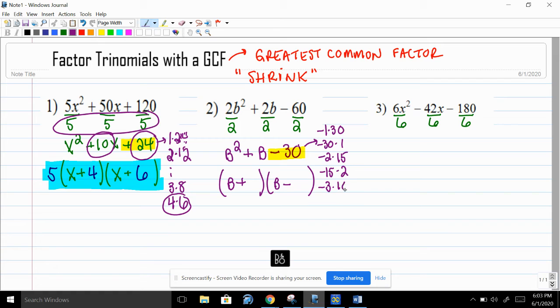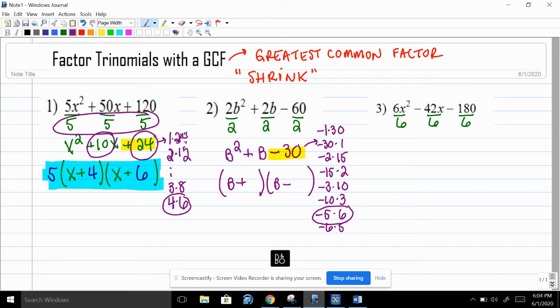Okay, negative 3, 10, negative 10, 3, negative 5 and 6, negative 6 and 5. Hopefully you recognize that the pair that works is negative 5 and positive 6. Just be careful when you're picking your pairs, guys. Remember, they've got to add to that middle number.